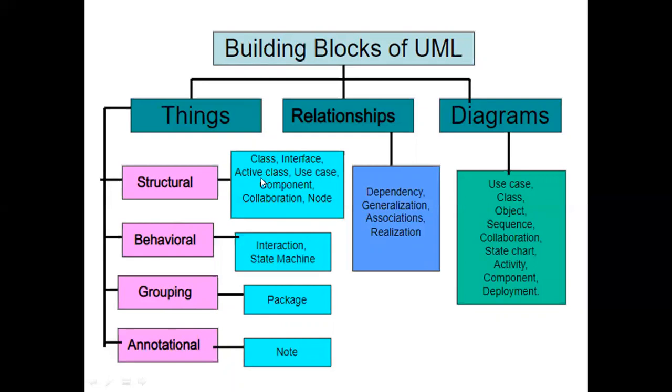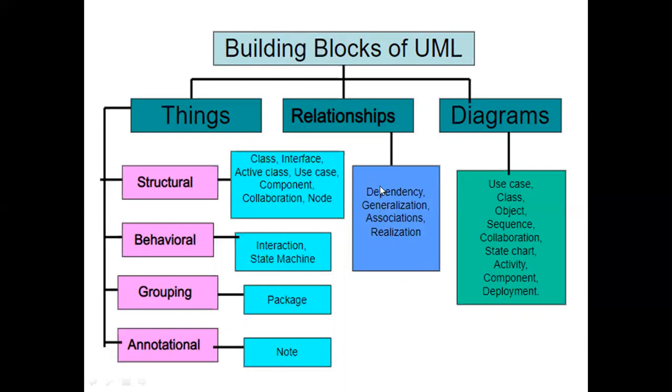So totally you have four things: structural, behavioral, grouping and annotational things. Next, relationships. In UML there are mainly four types of relationships. First one, dependency. Second one, generalization. Third one, association. Fourth one, realization.